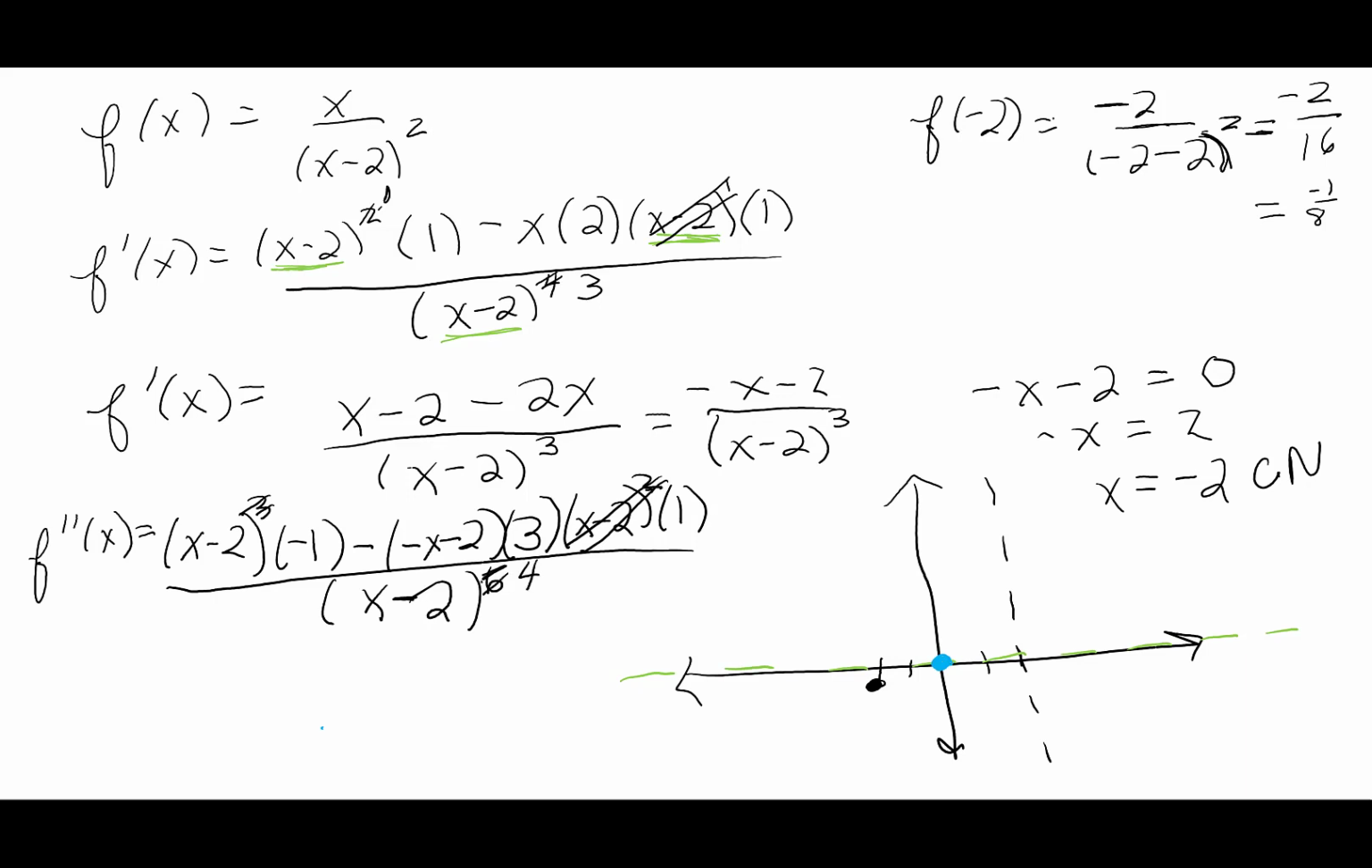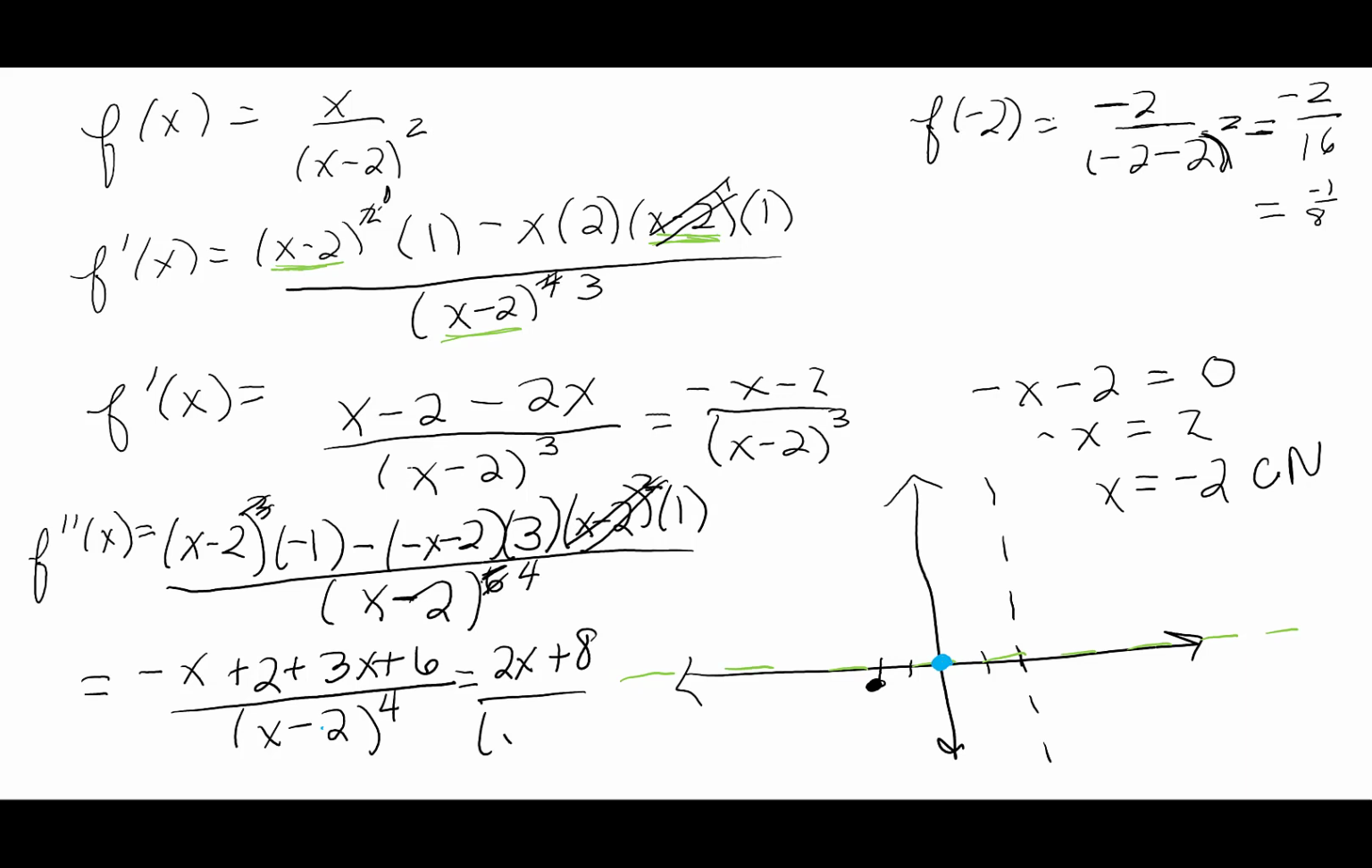Let's see what we can do to make this look better. Our second derivative: x minus 2 times negative 1 is negative x plus 2. Then on the right side, I have a negative, I have negative x minus 2, and I have 3. I'm going to think about multiplying everything times negative 3. So negative 3 times negative x is positive 3x. Negative 3 times negative 2 is positive 6. And this is all over (x minus 2) to the 4th. 3x minus x gives me 2x. 2 plus 6 gives me positive 8. And that's over (x minus 2) to the 4th.